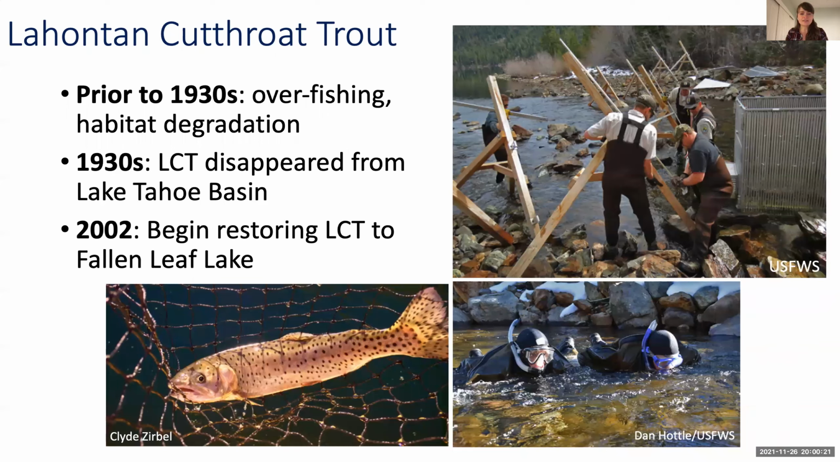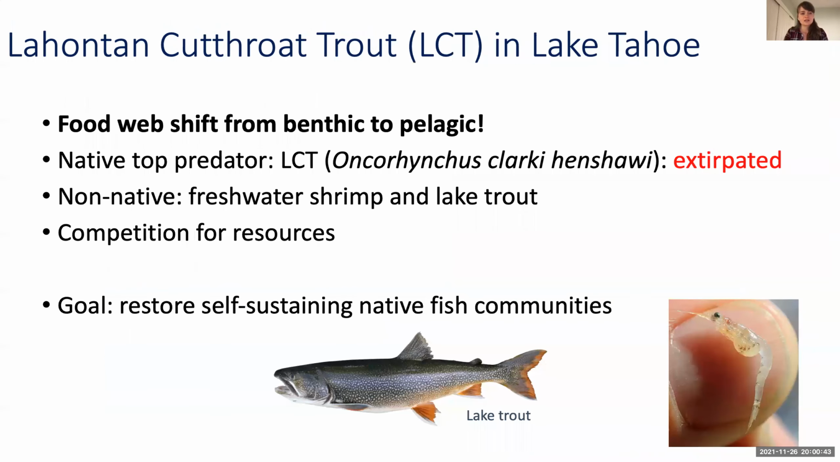The overfishing and habitat degradation that did occur in its native range prior to the 1930s caused LCT to disappear from the Lake Tahoe Basin almost entirely. In 2002, the efforts to restore LCT to Fallen Leaf Lake began. So that's just one lake, and they've been trying for a very long time since then. LCT also used to be a top predator in Lake Tahoe, though.